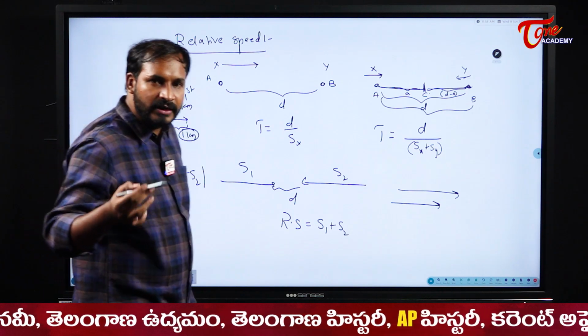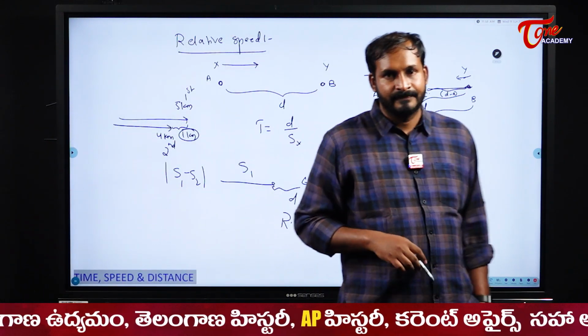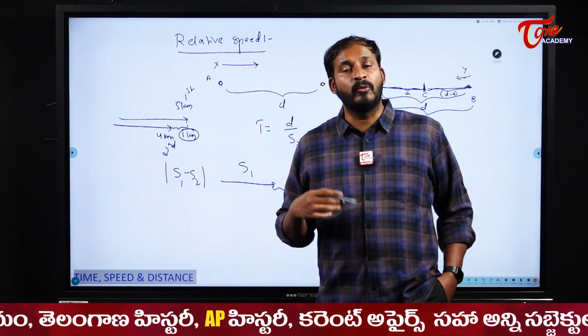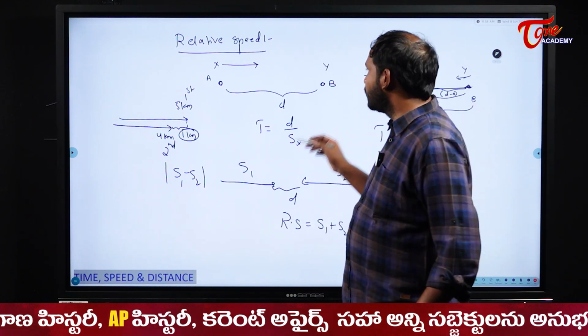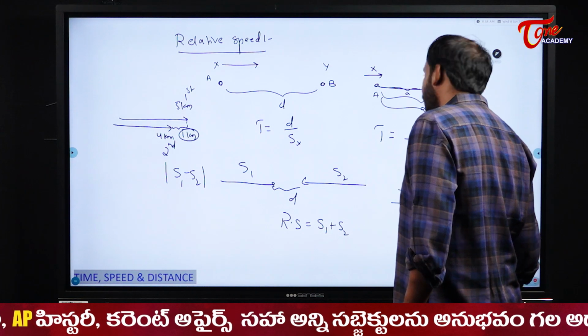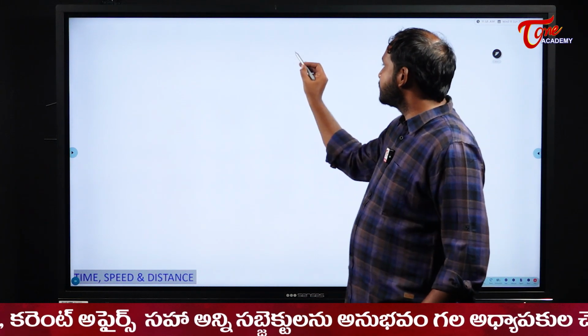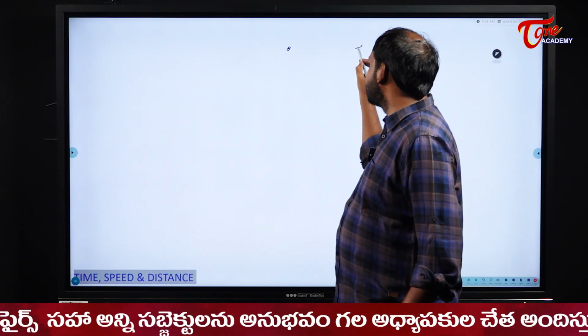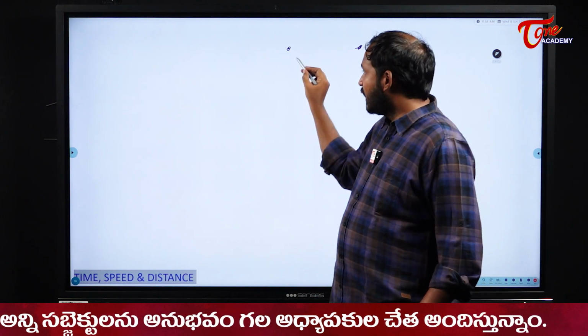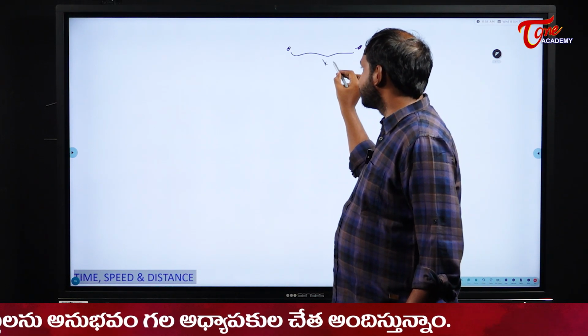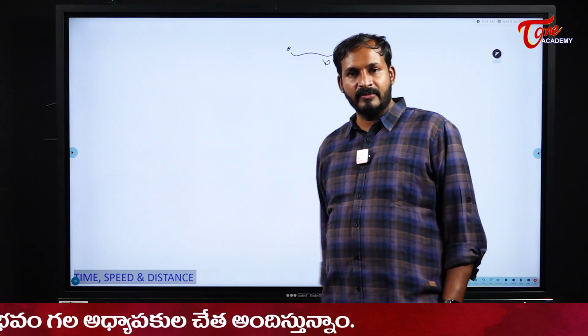Why? Because we don't know who will travel with what distance. Let us take the case of police and thief only, students. Let us take an example of police and thief. A police observes a thief at some 10 kilometers distance.